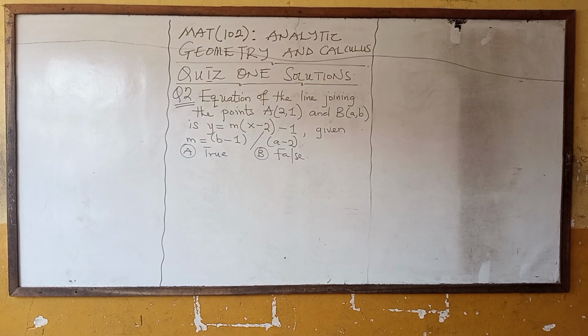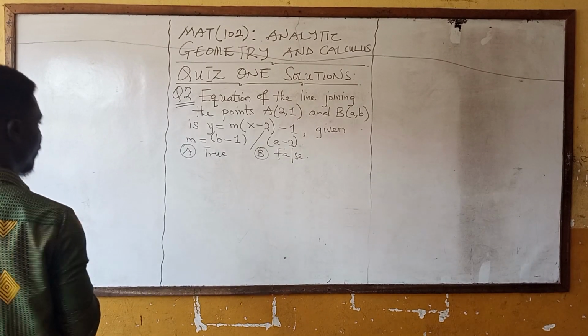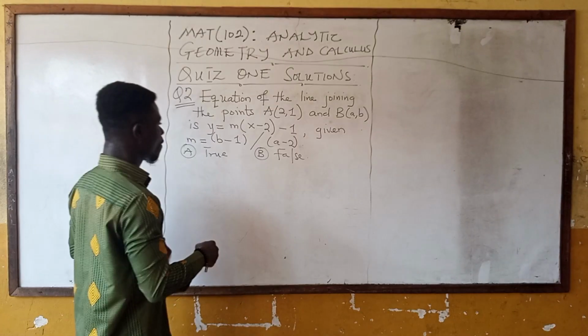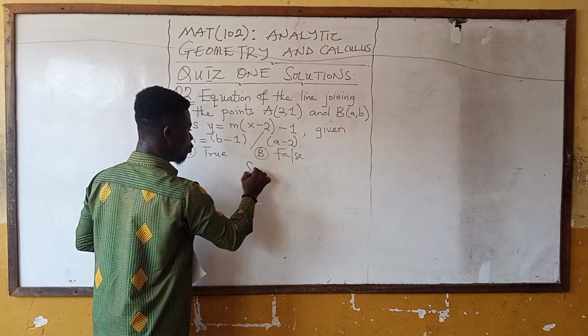All right, let's see question two. Equation of the line joining the points (2, 1) and (a, b) is y equals m multiplying the expression x minus 2, minus 1, given m equals b minus 1 divided by a minus 2. So our m here is the slope of the line, which is the gradient. Now we are saying, is it true or is it false? Solution.